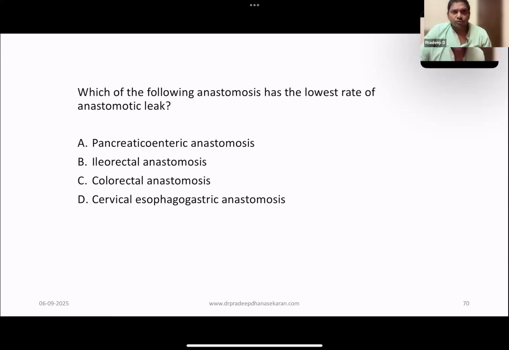Which of the following anastomosis has the lowest rate of anastomotic leak? Pancreatico-enteric anastomosis, that is the Achilles heel of Whipple's, it's a high risk. Colorectal, if it's below the level of peritoneal reflection, it is very high risk. Above the level of peritoneal reflection, it is considerable risk. Cervico-esophagogastric, during esophagectomy, it's a high risk, whereas ileorectal has the lowest risk.